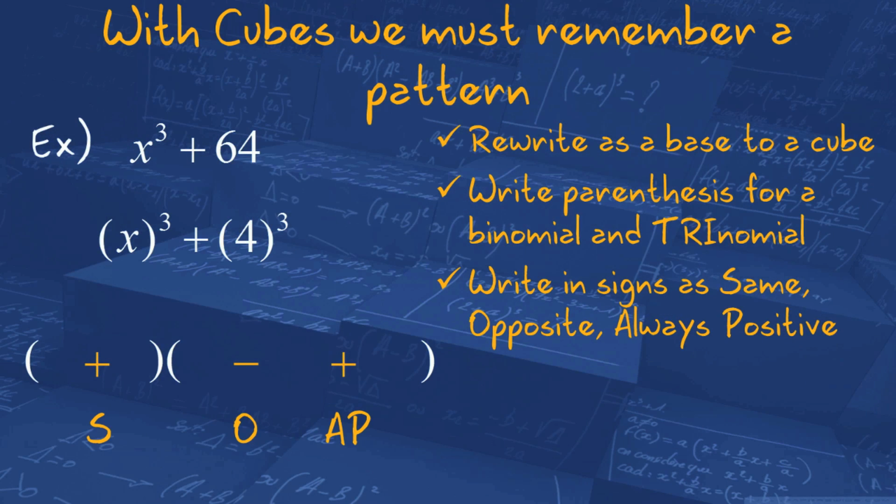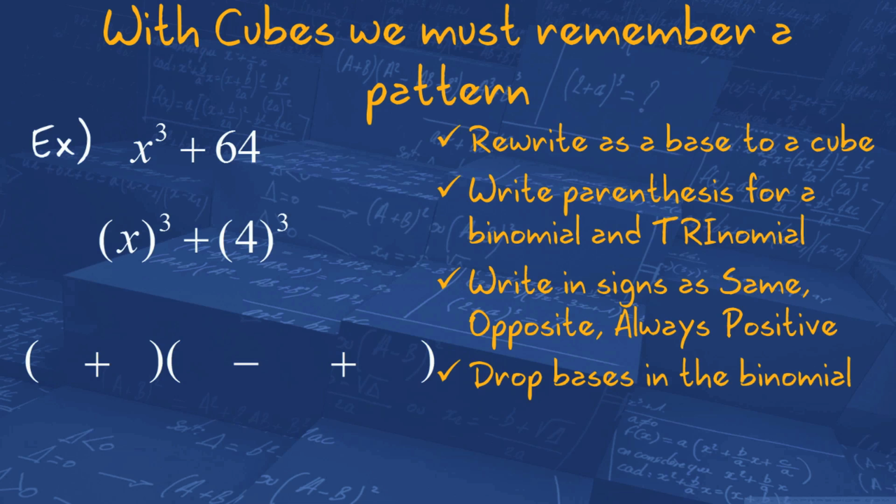There's an acronym to help you remember that. SOAP, SOAP, for same, opposite, always positive. Think of a cube of soap. Now we're going to drop the bases into the binomial. So we're going to bring in the x and we're going to bring in the 4.